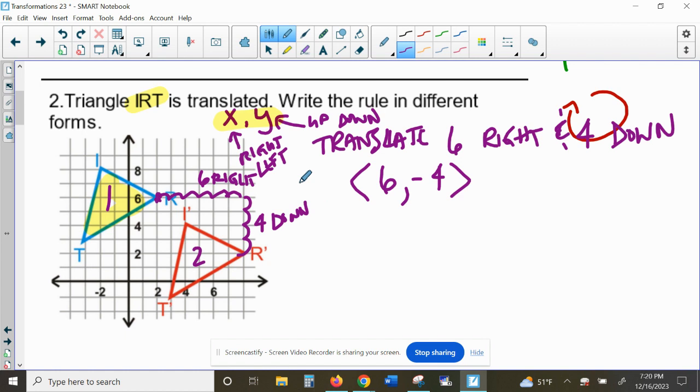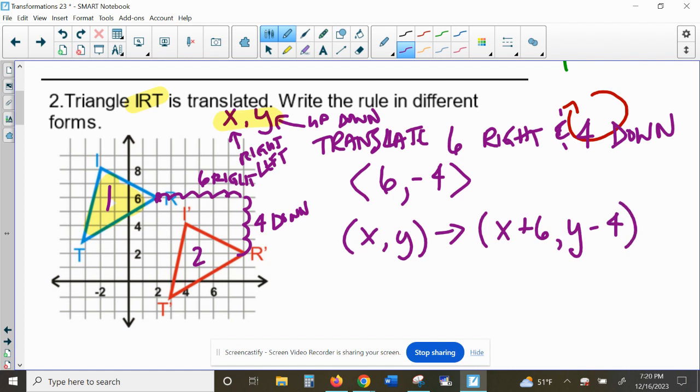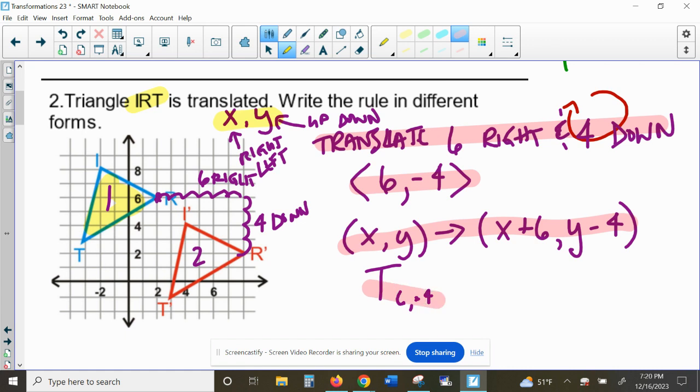Another way to write it is to write it in coordinate form. When you say x, y gets moved to x, adding 6 to the x-axis, and then y minusing 4 because you're going down. And the last way, you could do the big T and do the 6 comma negative 4, like that. So there are 4 different ways you can write this. Verbally, as this vector, as these coordinates, and as this little code. So these are the 4 different ways you might see them.